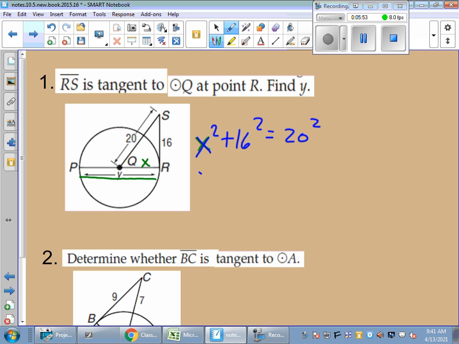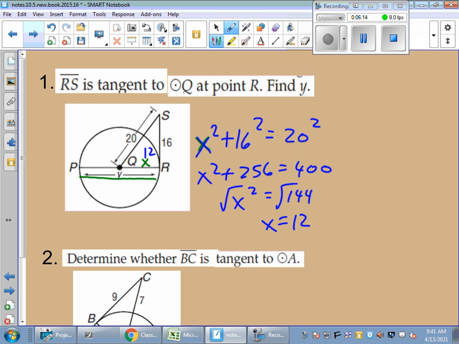Again, 256, so x squared plus 256 equals the 400. You subtract that over. So x squared is the 144. Square root both sides, you get x to be 12. So this distance right here is 12. They want that doubled, so y equals 24 ultimately. So we found the radius, and you doubled it to get the diameter.